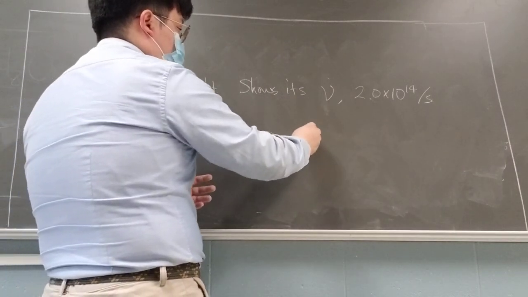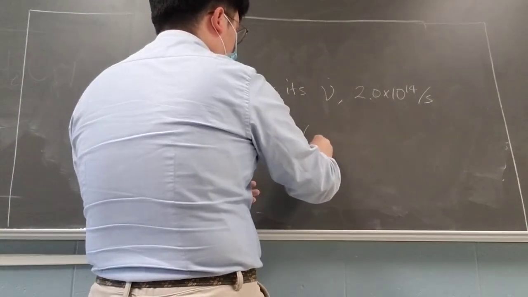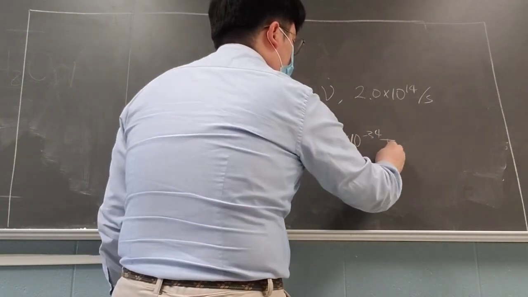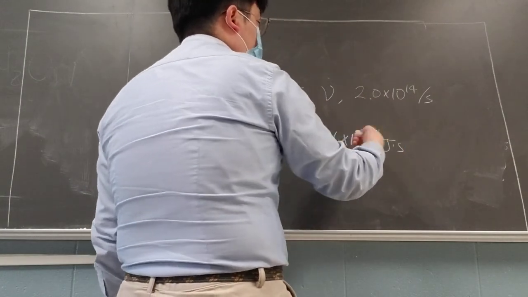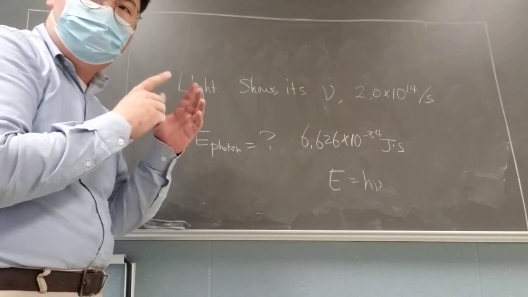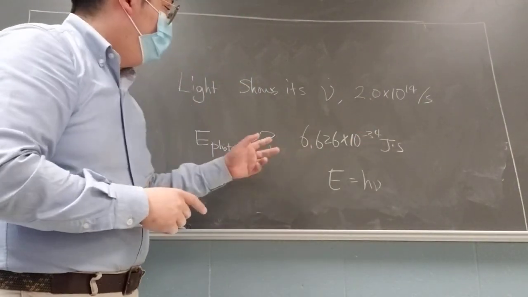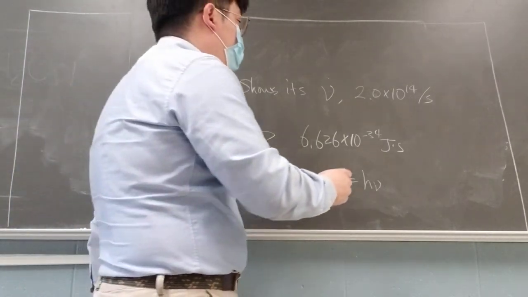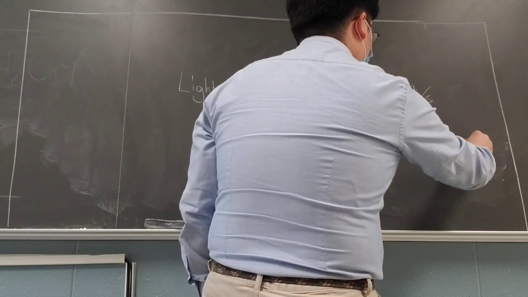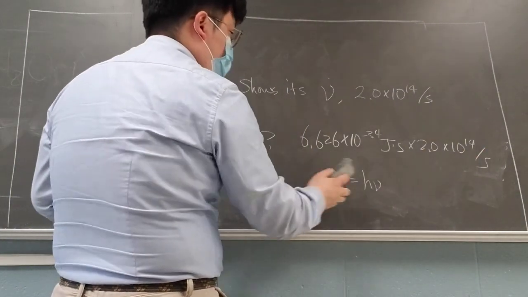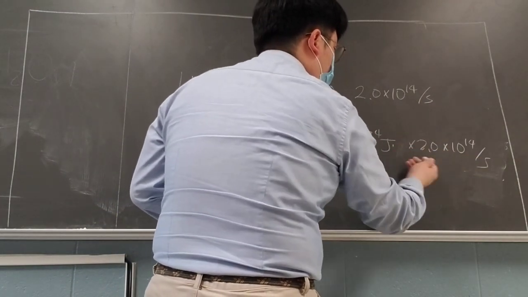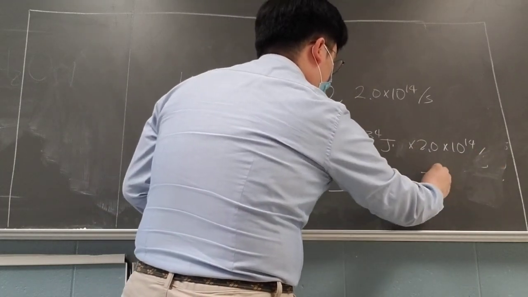So like I said, we're going to use the Planck constant, which is 6.626 times 10 to negative 34 joule times second, and multiply it by the frequency, following this formula. That will give you the one photon energy. So I'm going to multiply this by the frequency, which is 2.0 times 10 to 14 per second. If you look at the units, joule times second times per second, the seconds cancel, and it gives us a number in joule.